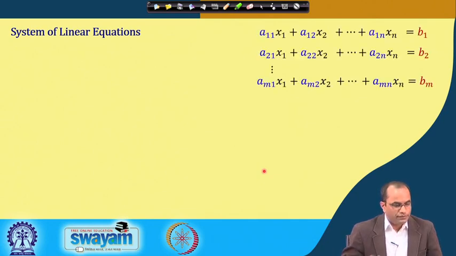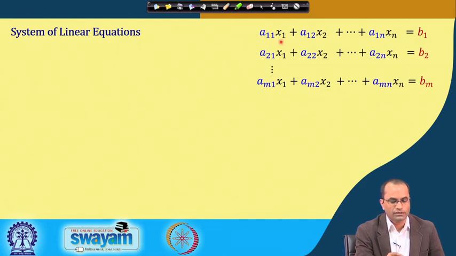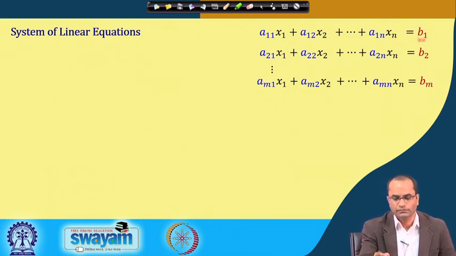So, here is the system of linear equations. This is a general system written in terms of the equations. This is the first equation, where the coefficient of x1 is a11, the coefficient of x2 is a12, and so on, up to a1n for xn, equal to b1. These a11, a12 and a1n are the coefficients, so they are real numbers, and x1, x2, x3 and xn are the unknowns, and the right hand side b1 is again some real number.